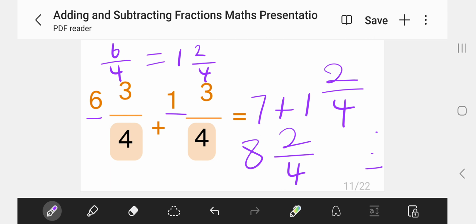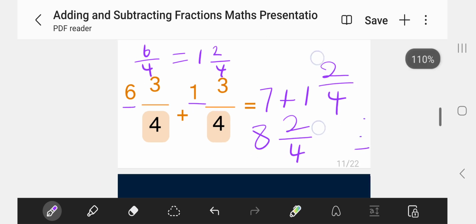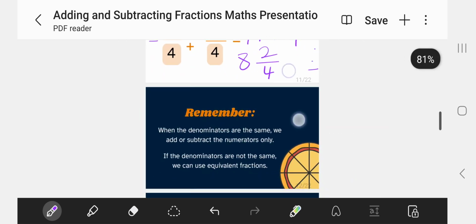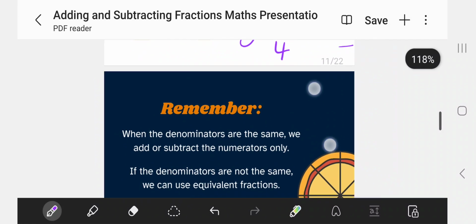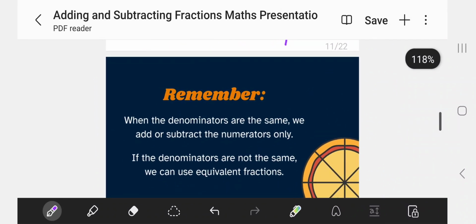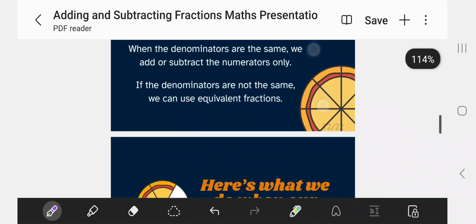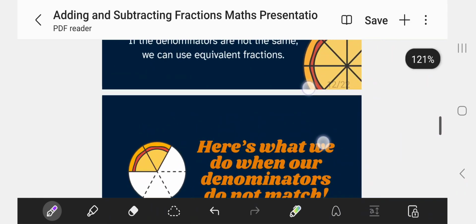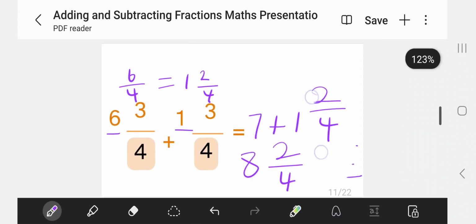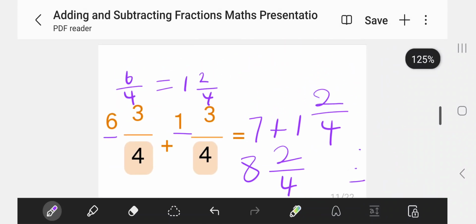Remember, this can be further reduced to a half, right? So our answer is 8 and 2 quarters, or 8 and a half. So remember, when the denominators are the same, we add or subtract the numerators only. If the denominators are not the same, we can use equivalent fractions, but we will discuss that further. All right, so let's look at another one.